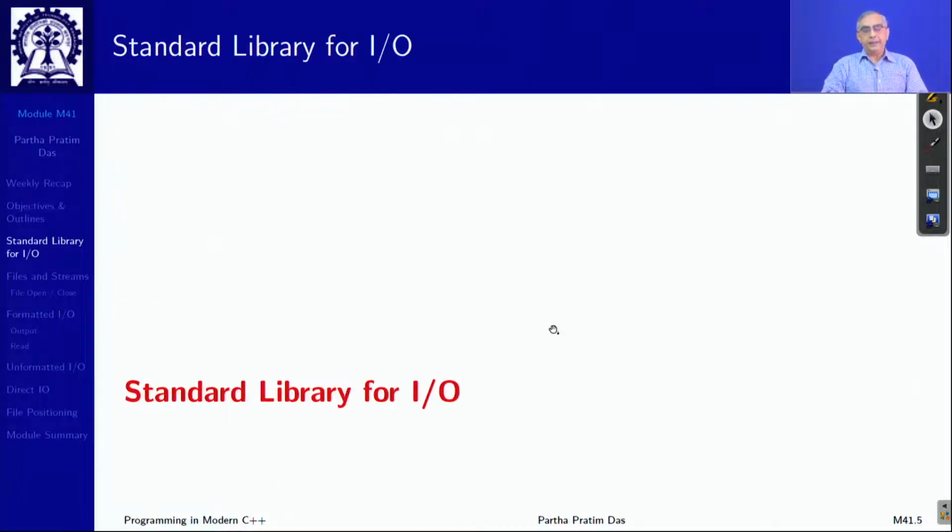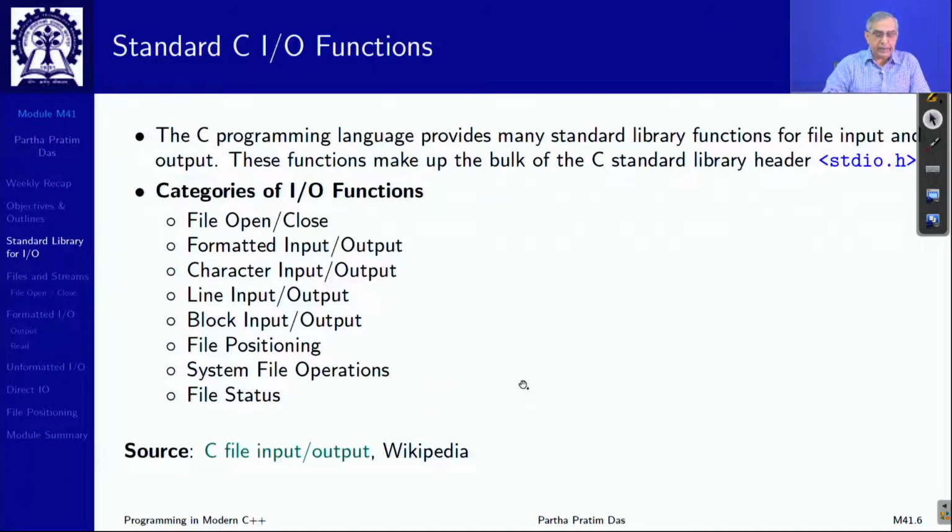So, in C, the language by itself does not have any support for input output. Input output is provided totally in terms of the C standard library, and you know that it has a header stdio.h, standard io, which needs to be included in a source file for doing any kind of file or terminal or printer input output operations.